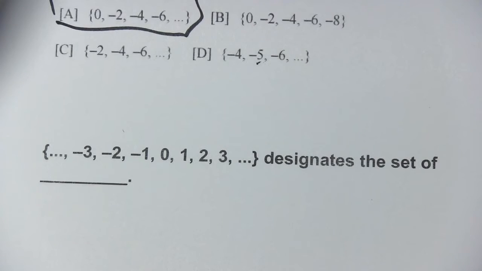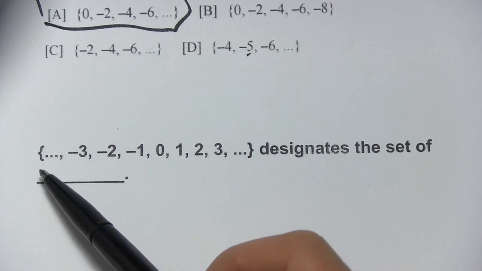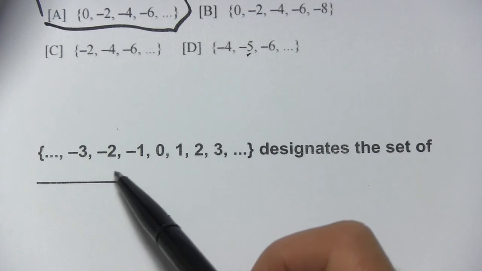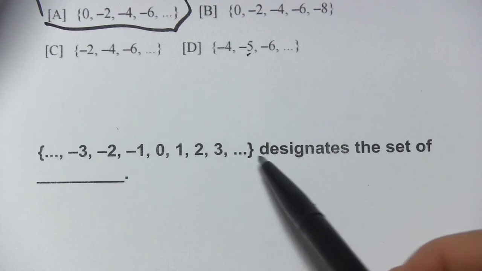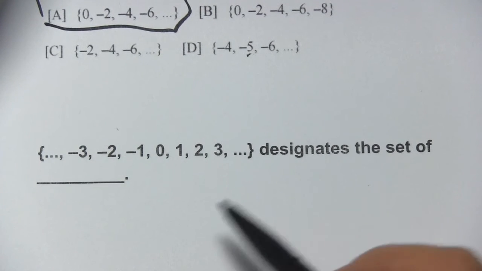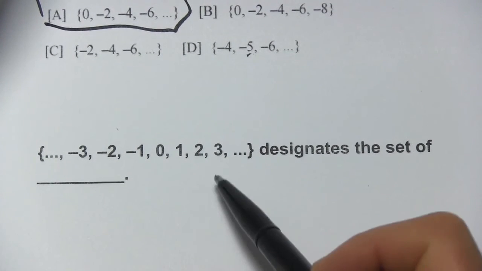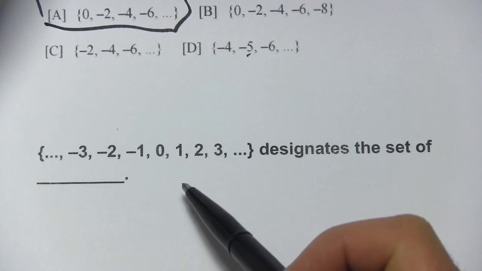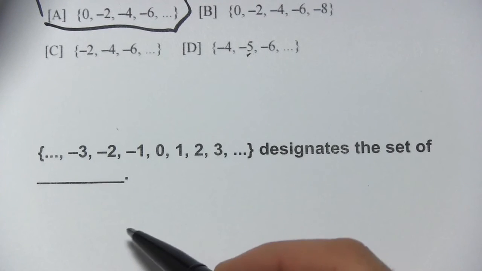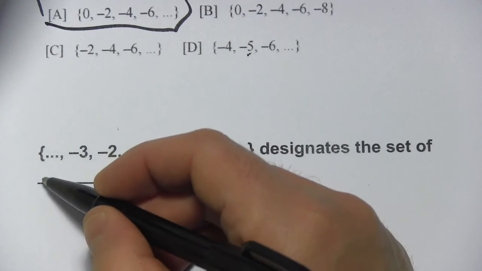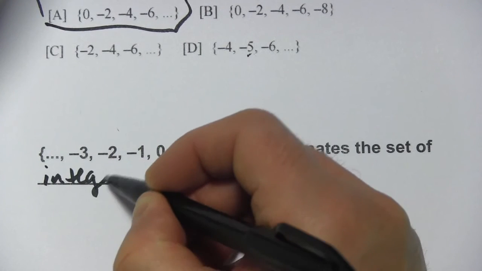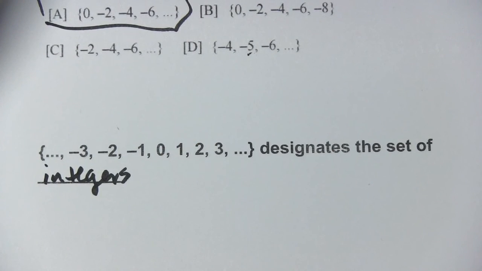All right, let's look at one more here. We've got dot, dot, dot, -3, -2, -1, 0, 1, 2, 3, dot, dot, dot. Designates the set of what? Well, these are all of the integers. Negative, positive, 0, the odds, the evens. So these are just the integers. So that's a little bit of work with some number sets.